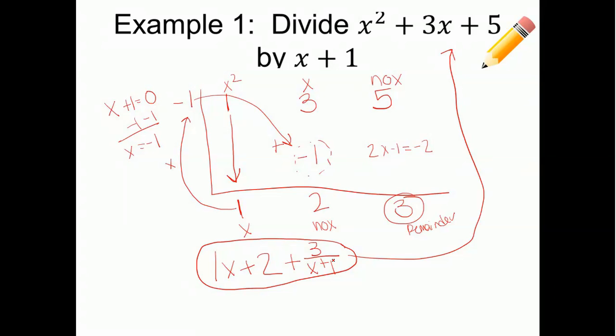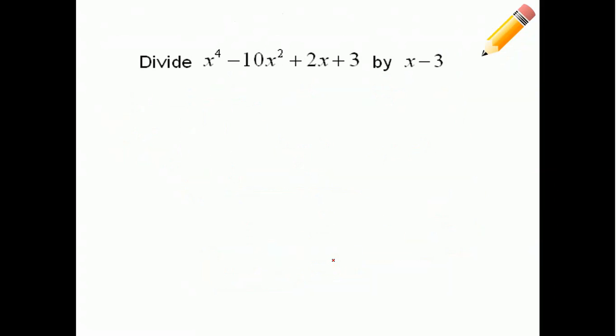Alright? It's a little difficult to make sure you learn the process, but I know you can. Let's try another example, a little bit harder of an example. So I have x to the 4th minus 10x squared plus 2x plus 3. And I'm going to divide by x minus 3. So let's set up our box here. So x to the 4th is the highest power in here, so I'm going to put x to the 4th there, and then I'm just going to go down all the way. So x to the 4th, x cubed, x squared, x, and no x.